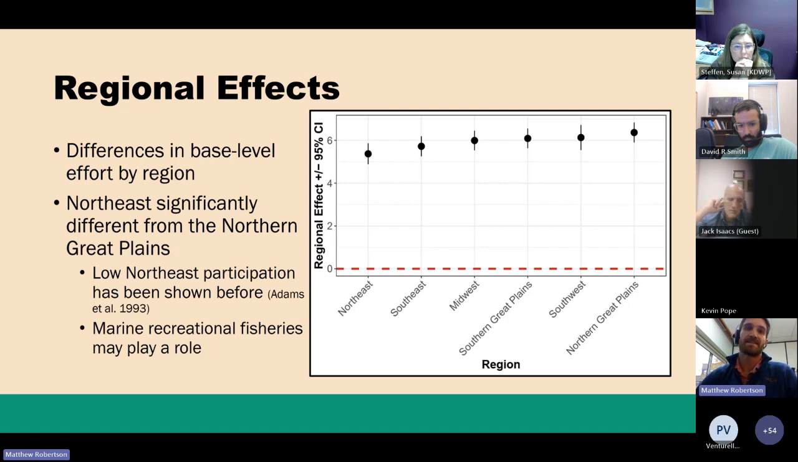And interestingly, this finding has actually been shown before in a paper from the early 90s, where somebody had seen low participation in Northeast recreational inland fisheries. And their primary hypothesis for this was that due to the amount of coastline that exists within these states, they were actually expecting that people were more likely to split their time between marine and inland recreational fisheries, and as a result, spent less time fishing in inland waters than we saw in other regions.